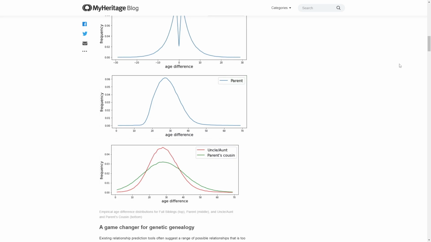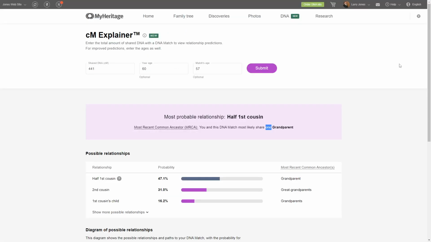What is the purpose of through lines? The purpose of through lines is to say, how is this person related to me? What is the purpose of clustering? Where you're trying to find out how somebody's related to you. Okay, that's the purpose of these. What's the purpose of the CM Solver? To tell you how somebody's related to you.